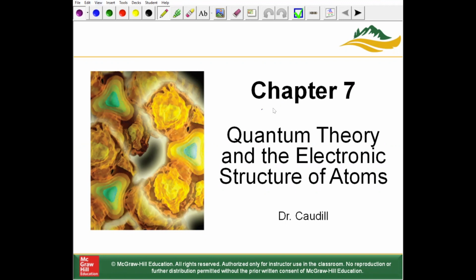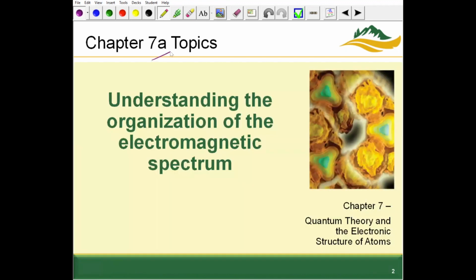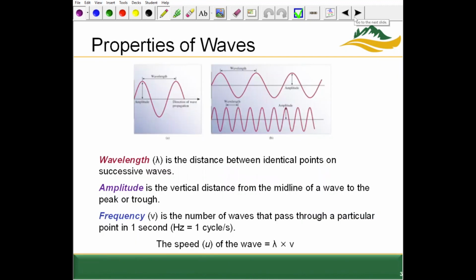Hello all, we are going through chapter 7 now, so quantum theory and the electronic structure of the atom. So in chapter 7a, the first topic here, understanding the organization of the electromagnetic spectrum. So for some properties of waves, we denote the electromagnetic spectrum as being made up of different wavelengths.